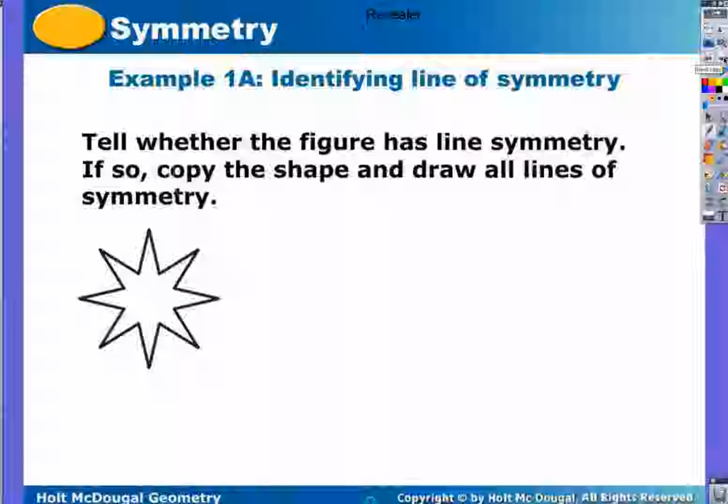All right, cool. Now here starts the cool stuff. Tell whether this figure has line symmetry, and if so, copy the shape and draw all lines of symmetry. I know it might be hard to draw this, but see if you can draw that shape on your paper.